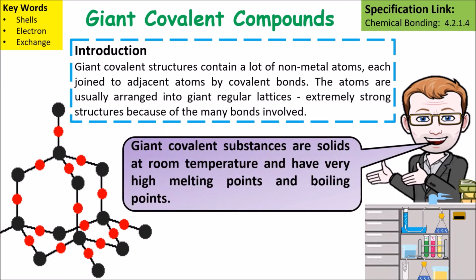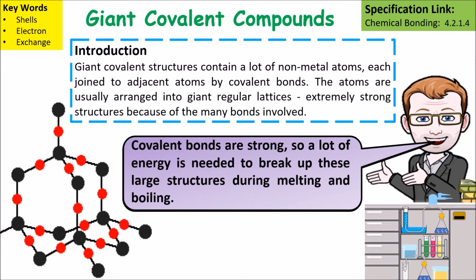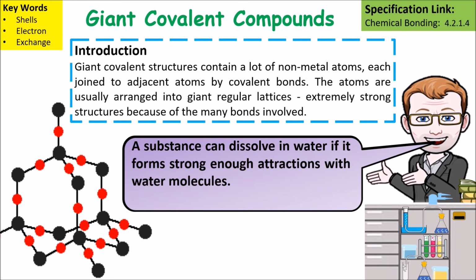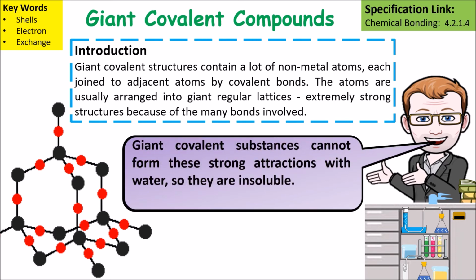Giant covalent substances are solid at room temperature and have very high melting and boiling points. Covalent bonds are strong, so lots of energy is needed to break up these large structures during melting and boiling. Giant covalent substances have no overall charge and most do not conduct electricity. However, graphite, which is a form of carbon, does. A substance can dissolve in water if it forms a strong enough attraction with water molecules. However, giant covalent substances cannot form these attractions in water, so they are insoluble.